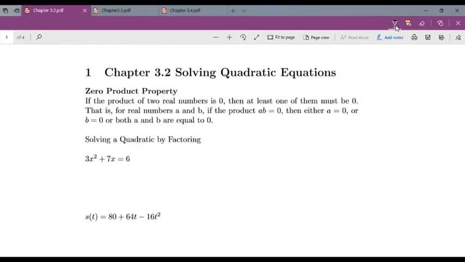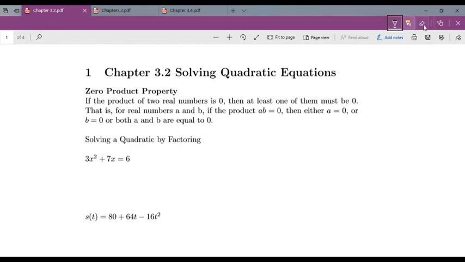Let's go into chapter 3.2, solving quadratic equations. The first thing we're going to talk about is the zero product property. If the product of two real numbers is 0, then at least one of them must be 0. That is, for real numbers a and b, if a times b equals 0, then either a equals 0, b equals 0, or both a and b are equal to 0. We're going to use this property to solve quadratic equations by factoring.